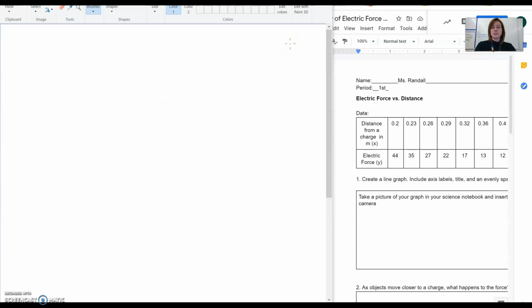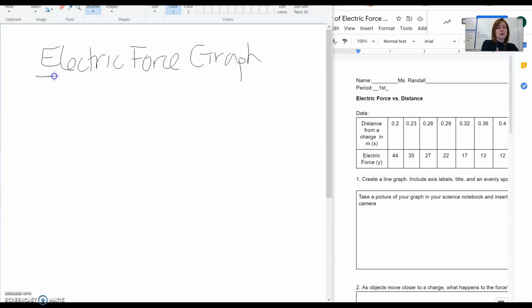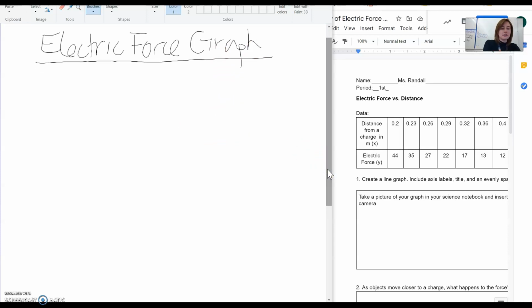And I'm going to start by making a title in my science notebook. So I'm going to title it Electric Force Graph. Sorry, my handwriting is messy because it's hard to write on the screen. Electric Force Graph. And we always underline our titles and then update that in our table of contents. Now below that, I'm going to go ahead and draw an X and Y axis. The X is the bottom one and the Y is the vertical one.